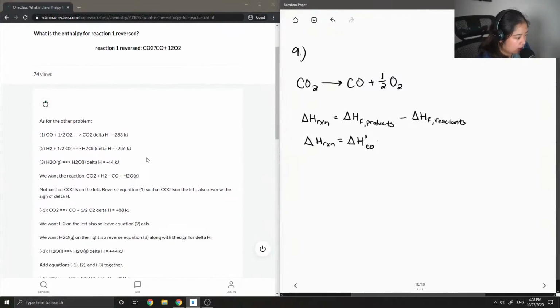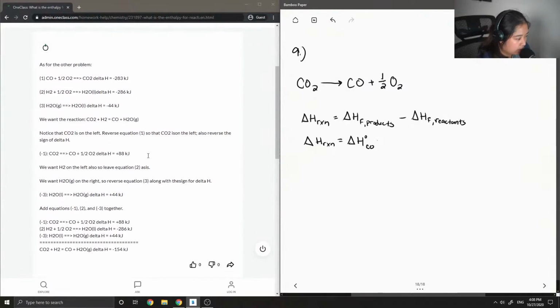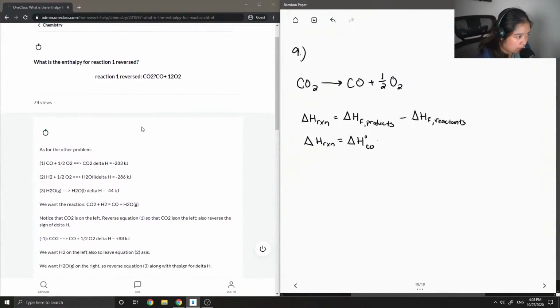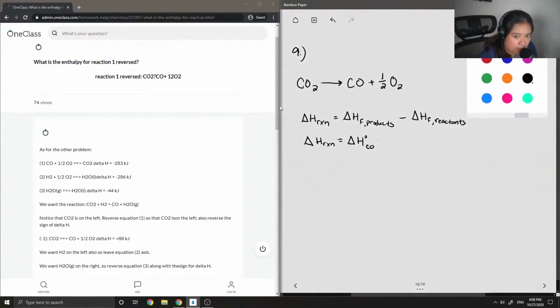Let me look at, just want to make sure that it's all correct. Yeah, so it looks like they have a different question altogether for the answer. So I think we need to write down the reverse reaction of this. I think that's what it means by reaction 1 reversed. Let me label this as reaction 1.